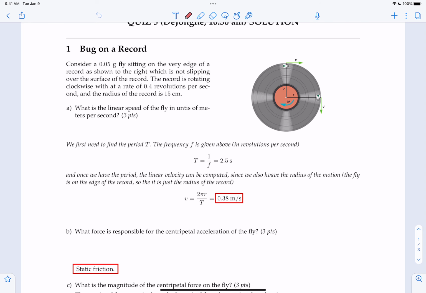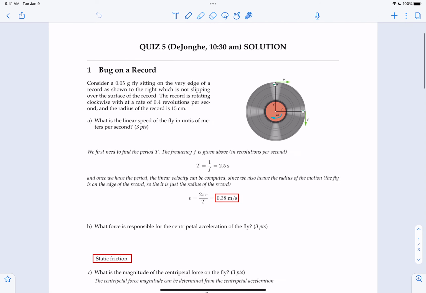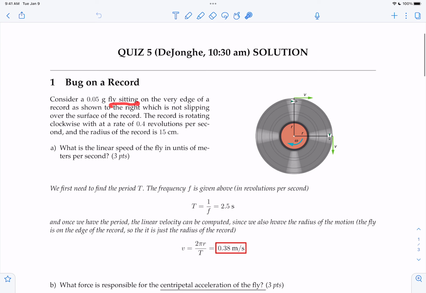For number 1 here, we have bug on a record. Consider a 0.05 gram fly sitting on the very edge of a record, as shown to the right, which is not slipping over the surface of the record. The record is rotating clockwise with a rate of 0.4 revolutions per second, and the radius is 15 centimeters.